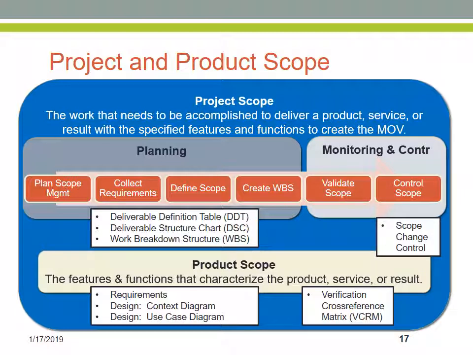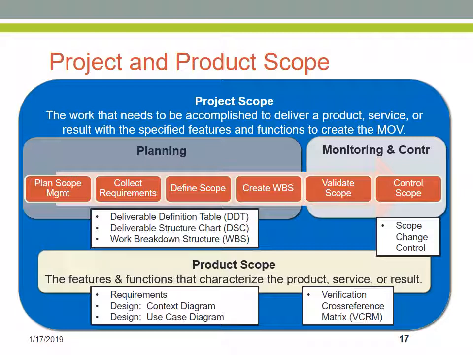Now, in the planning phase for project scope, some of the assets that we produce are the deliverable definition table, or the deliverable structure chart, and the work breakdown structure, or the WBS. And in the monitoring and controlling phases, we have our scope change control process that has a lot to do, of course, with our overall project change control mechanisms from our project integration knowledge area.